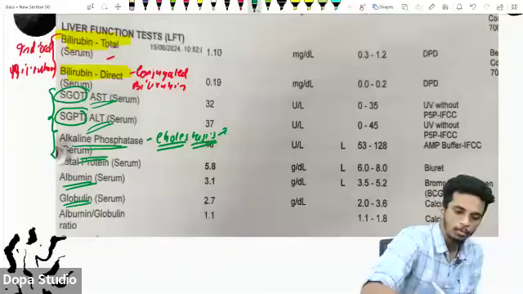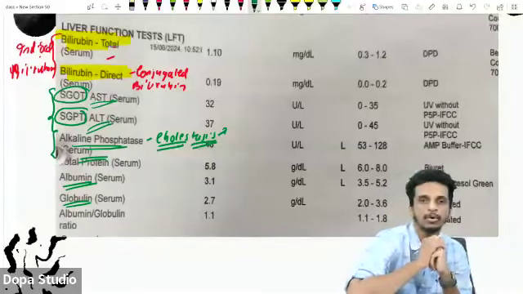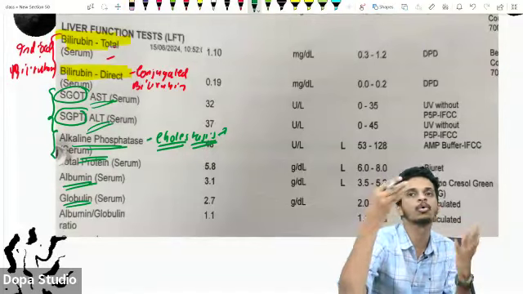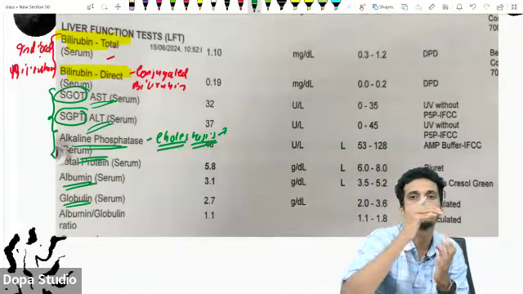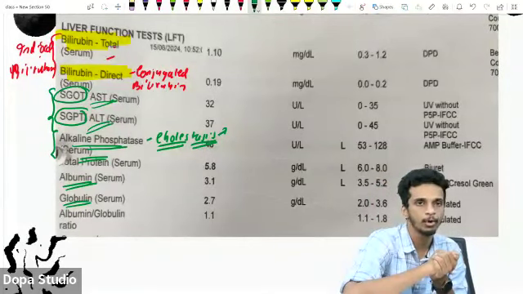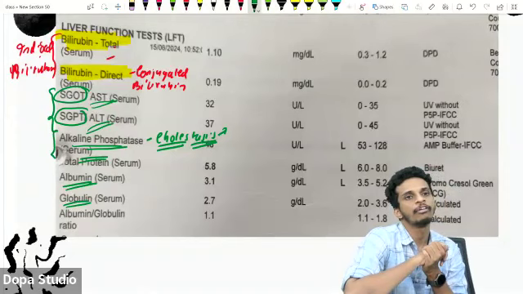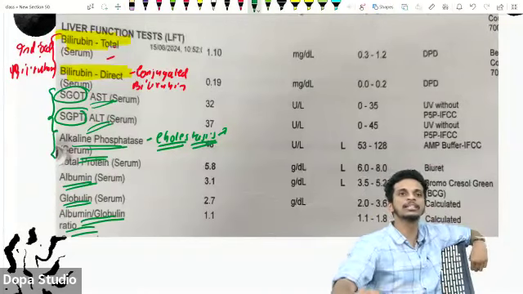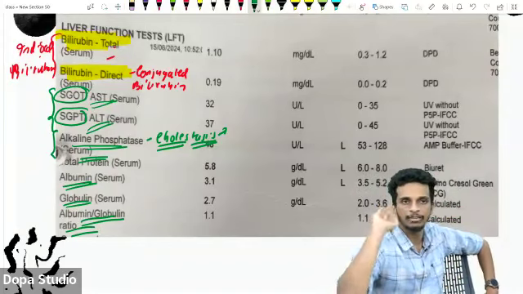Now the next one is globulin. Globulin again is a plasma protein. Those two have different functions. Albumin's function is to maintain the oncotic pressure of plasma, and globulin's function is actually to fight your infections. We know globulins are immunoglobulins, and their function is to fight infections. And we have the albumin globulin ratio. So classically, these all make the LFT.